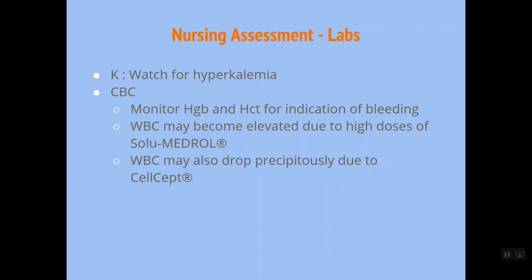You're also going to be looking at your CBC and monitoring your H&H for any signs of bleeding. Your white cell count will most likely fluctuate. It could become elevated due to your high doses of Solu-Medrol, so that won't necessarily affect your white cell count initially, but the next morning it will. Your white cell count may also drop due to the CellCept or the Campath. Another electrolyte that can be affected by the Campath is the patient's calcium levels. Again, you're going to refer to your nephrologist for any electrolyte replacement.